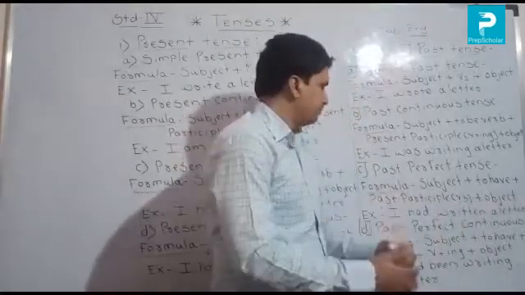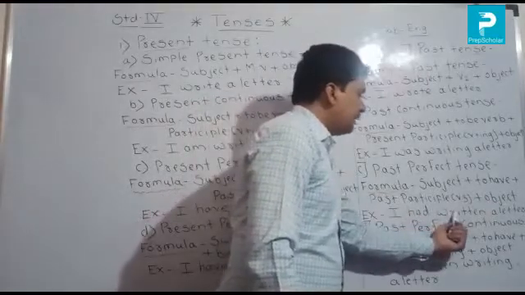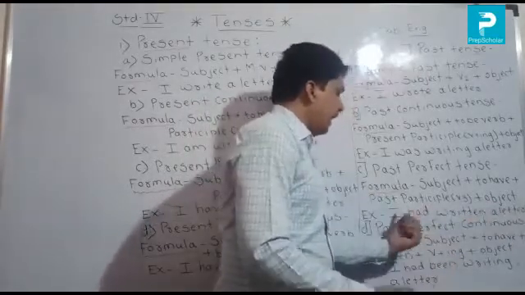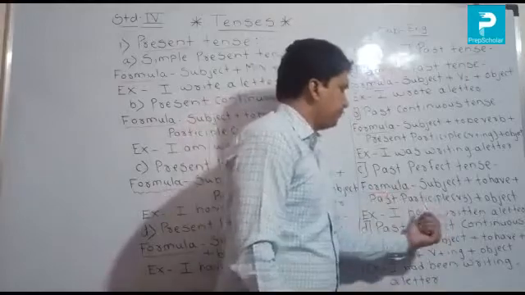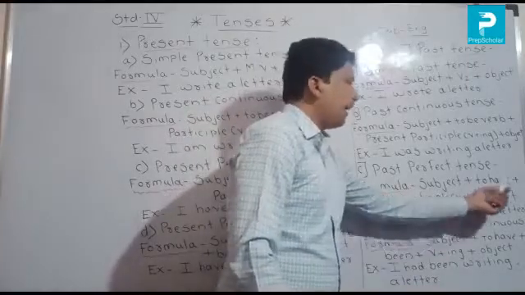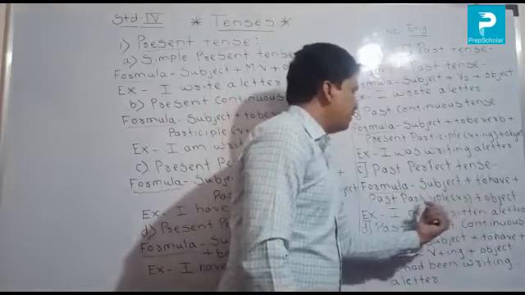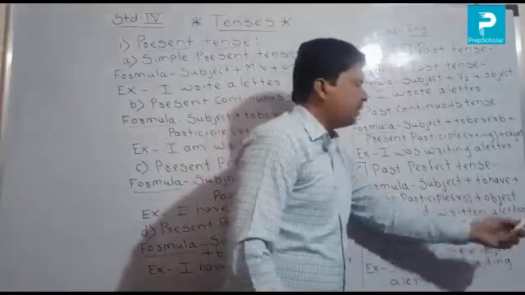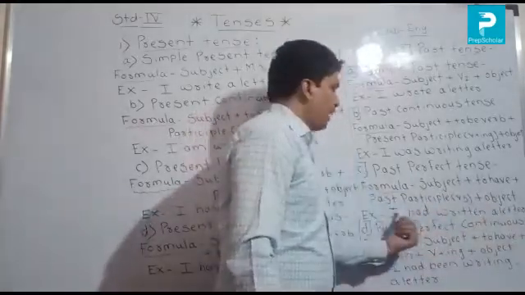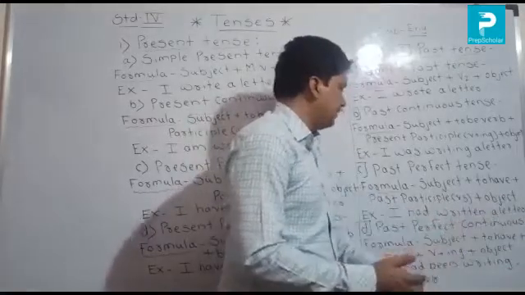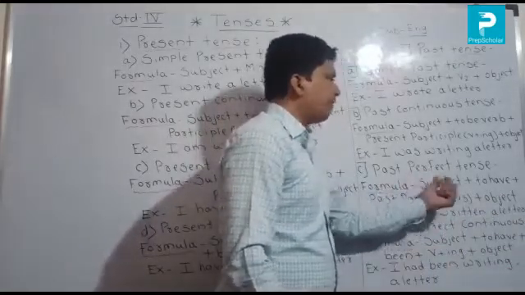So example here, I had written a letter. So I is a subject, then had is a to have past verb, then written is a V3, and a letter is an object. So I had written a letter, it is an example of past perfect tense.